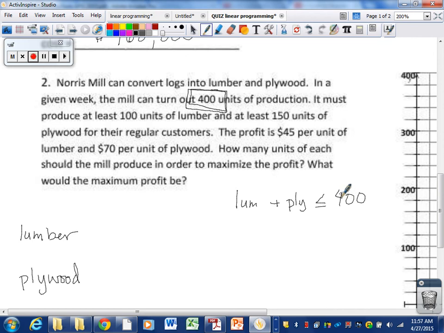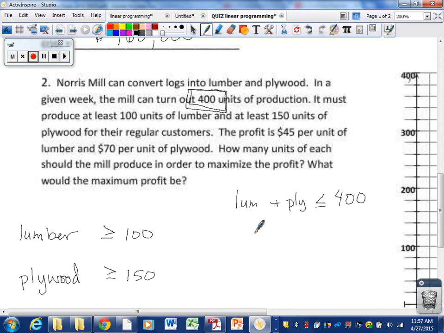Now the other two are your constraints. You have to make at least 100 units of lumber, and at least 150 units of plywood. Those are your other two equations.